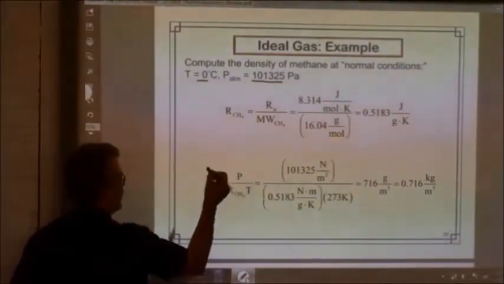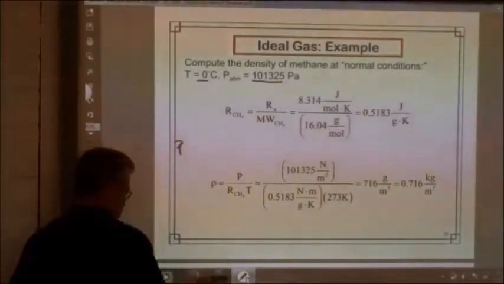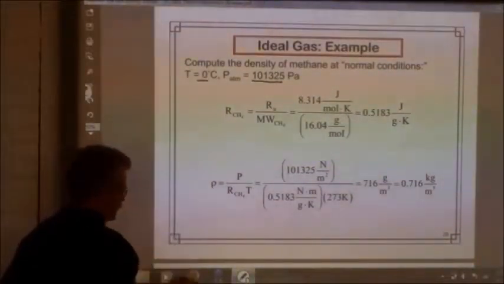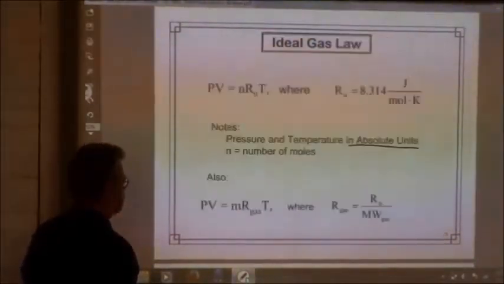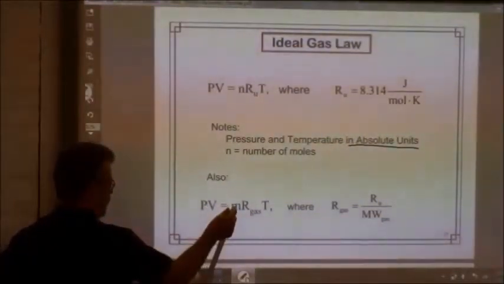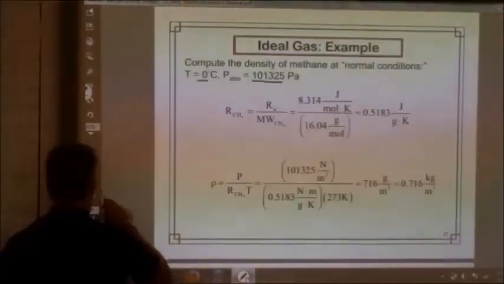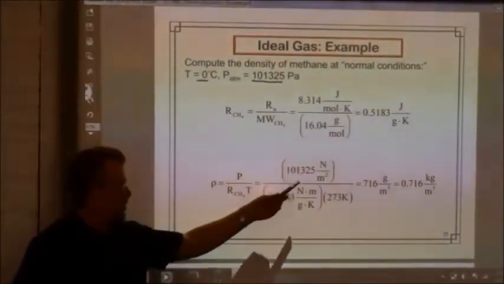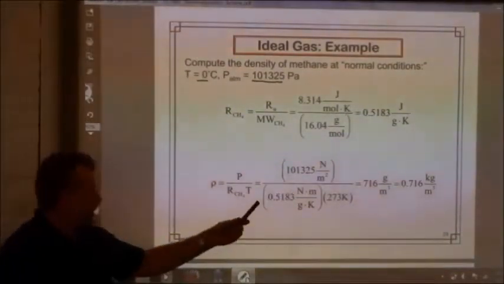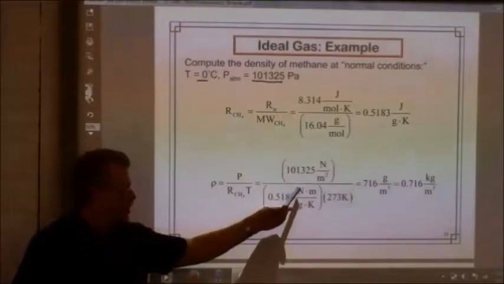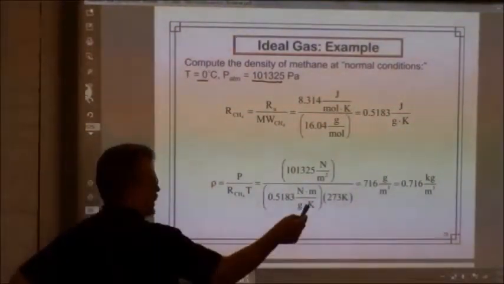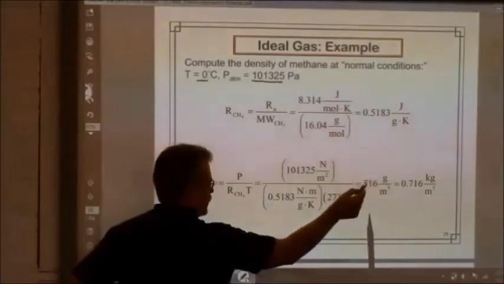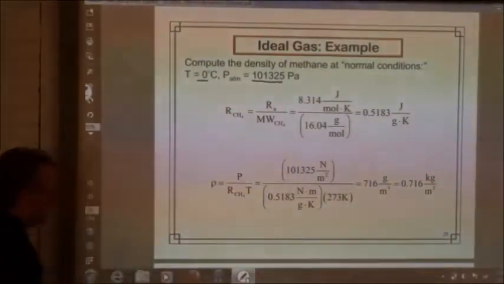The density here, if you look at the ideal gas law, oops, this is not going to work anymore. Okay, let's go back to the previous page. PV equals mRT. If you divide mass by volume, you get rho, which is going to be P over RT. Well, we take the pressure and divide by the ideal gas constant. And here I wrote 1 joule as 1 Newton meter. You can see that the newtons cancel out, and what we get is grams per meter cubed, 716, or 0.716 kilograms per meter cubed.